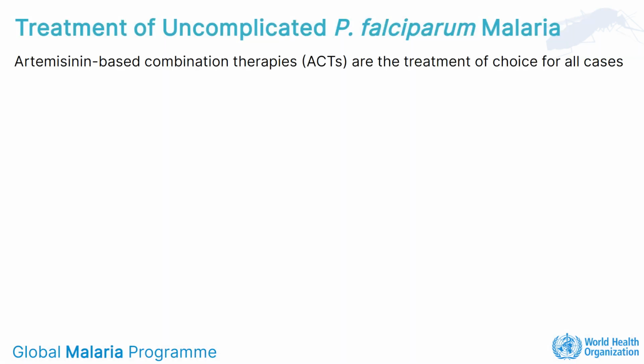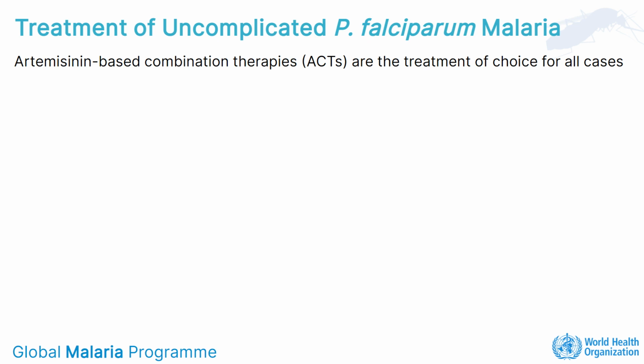For treatment of uncomplicated falciparum infections, artemisinin-based combination therapies, or ACTs, are the treatment of choice for all cases. ACTs are combinations of a rapidly acting artemisinin derivative with a longer-acting partner drug. The artemisinin component rapidly clears the parasite from the blood, reducing the parasite numbers by a factor of approximately 10,000 in each 48-hour asexual cycle, and is also active against the sexual stages of the parasite that result in onward transmission to mosquitoes.